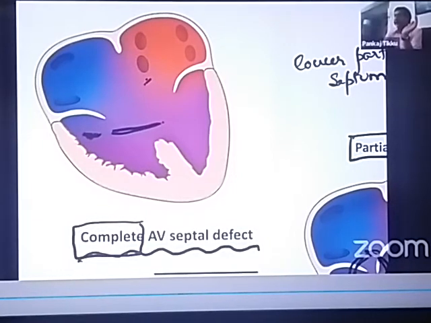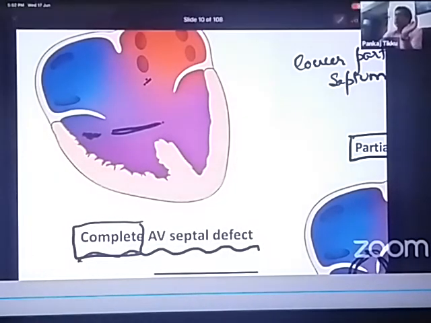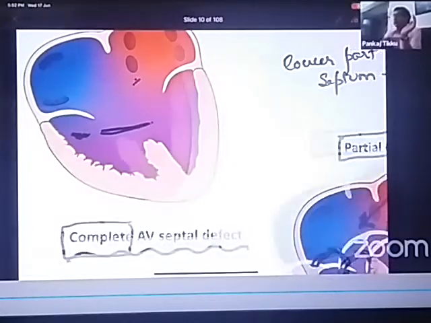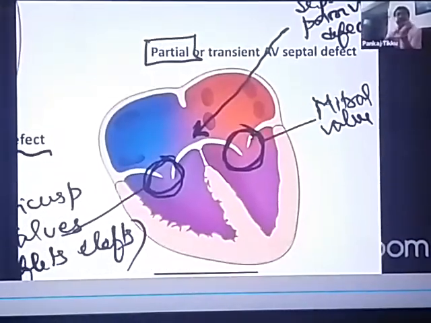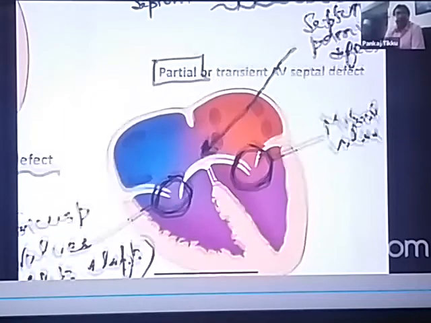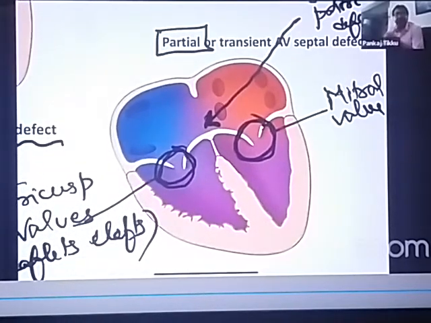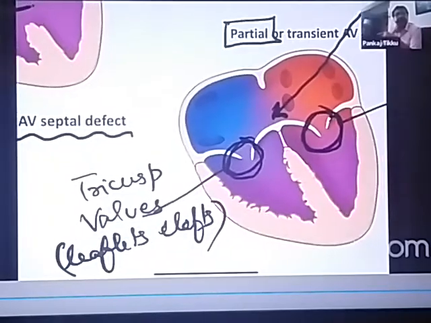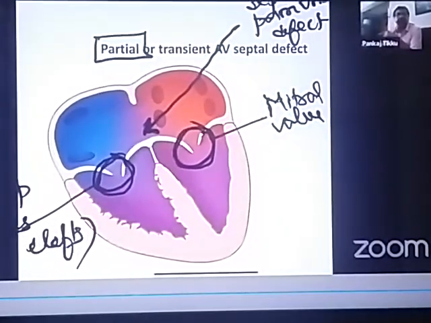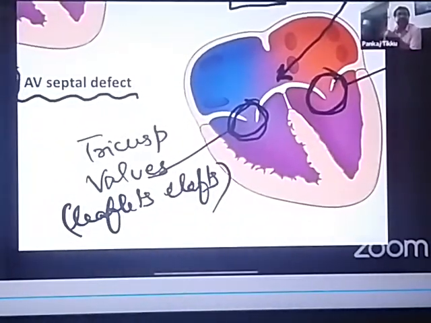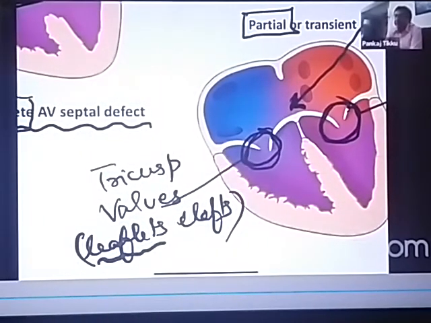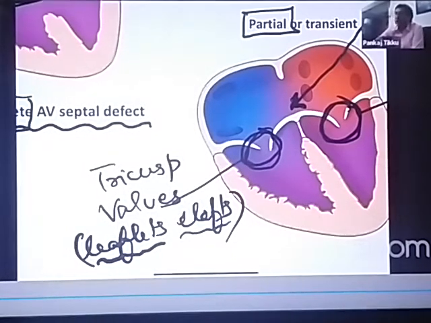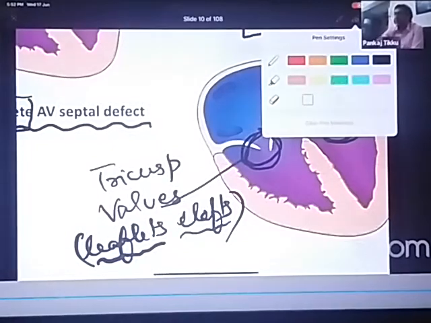On the other hand, in the case of a partial or transient atrioventricular septal defect, here you can see the valves may be separate. There is a separate tricuspid valve and a separate bicuspid or mitral valve, but the clefts of these valves are having some problems. So the leaflets are having some clefts. That means they are having some abnormalities. When I say clefts, that means they are not normally developed. There are some defects which are present here.